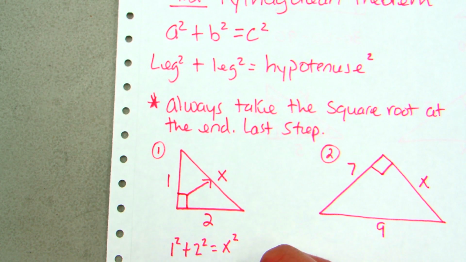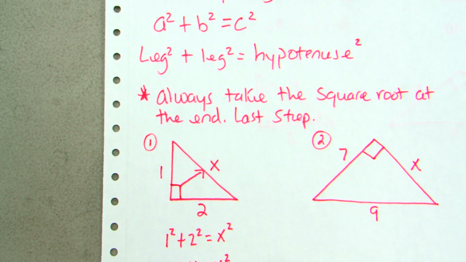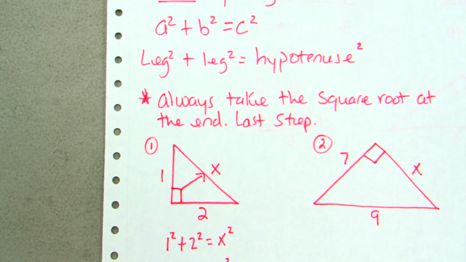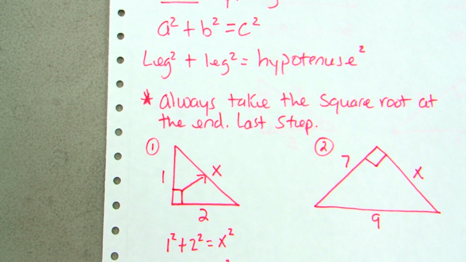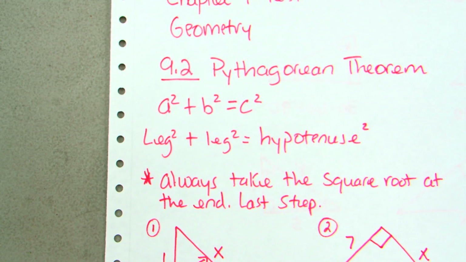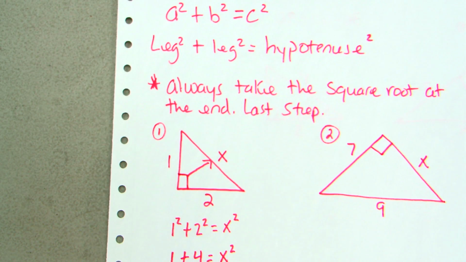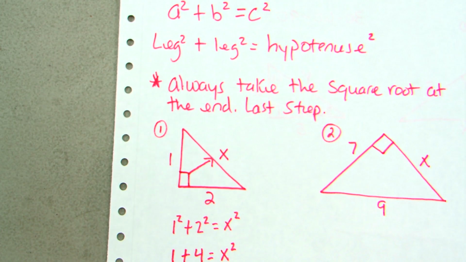And we will take the square root of both sides. The square root of x squared is x, and the square root of 5 is 2.25. So that lets us know that our hypotenuse is 2.25, and if we wanted to do a quick self-check, we know that our hypotenuse always has to be our longest side, in which case it is.